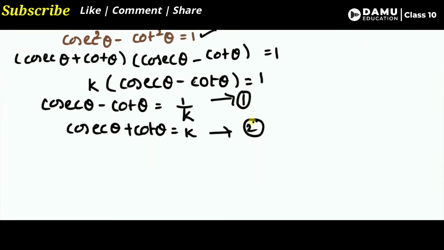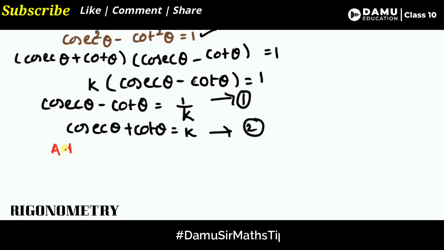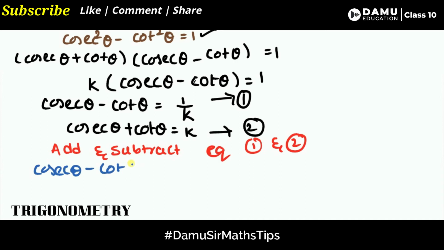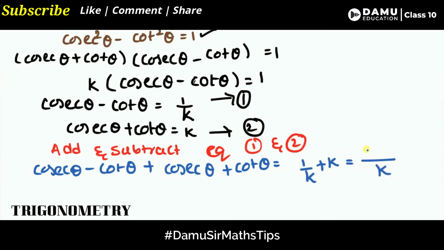From equations 1 and 2, let's add and subtract them. We will get some expressions. Let's add first: cosecant theta minus cot theta plus cosecant theta plus cot theta will be equal to 1 by k plus k. Taking the LCM, that is 1 plus k square by k.